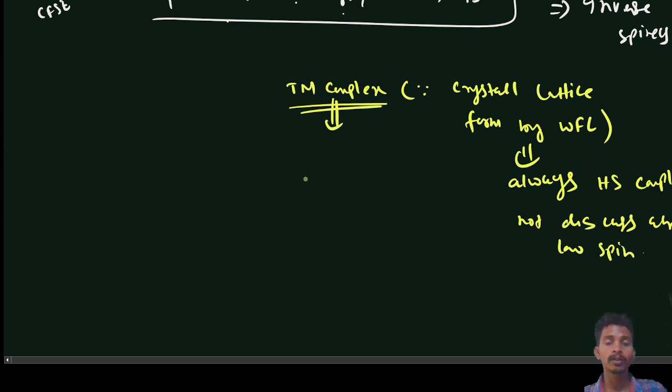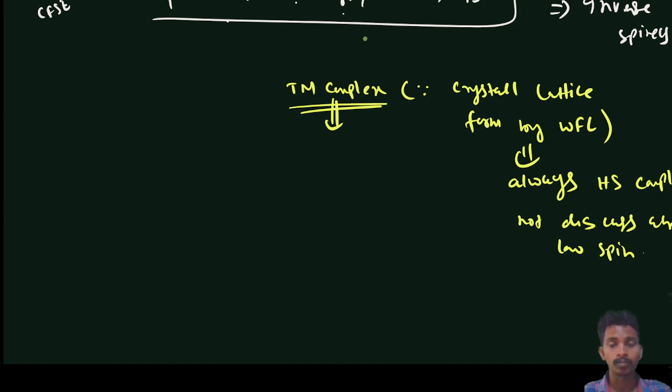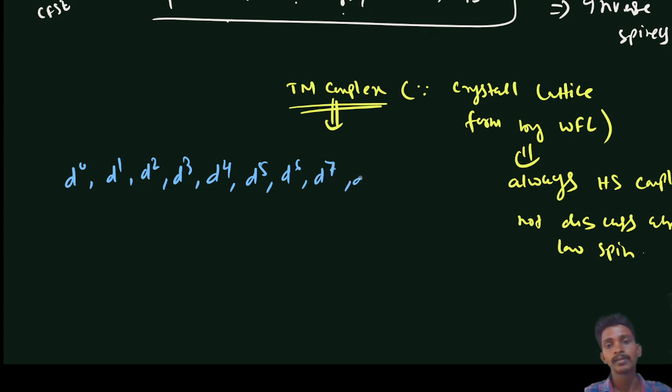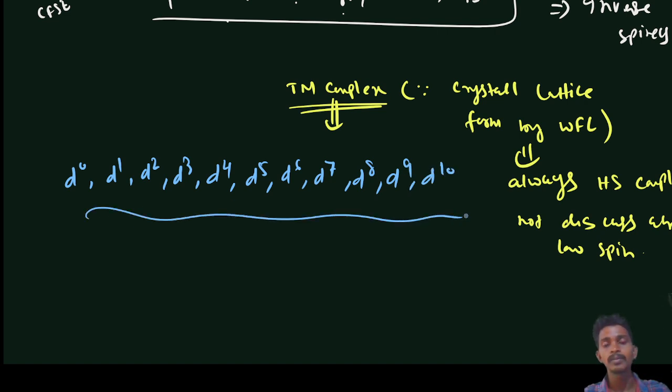Okay, so only high spin complexes will form because the crystal lattice is formed by weak field ligands. For this, the electronic configurations can be d0, d1, d2, d3, d4, d5, d6, d7, d8, d9 and d10. Any of these can be possible for the electronic configuration of transition metal complexes. Because we are only discussing high spin complexes, the ligand is a weak field ligand.